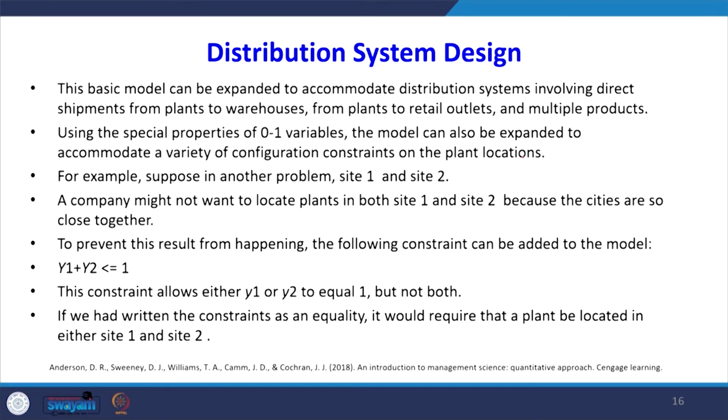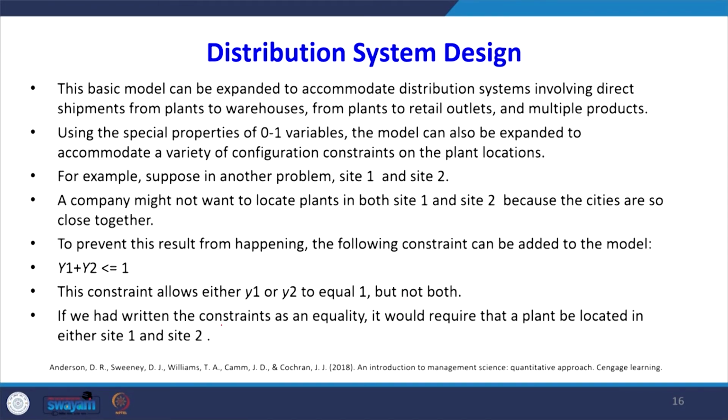For example, suppose in another problem, site 1 and site 2, a company might not want to locate plants in both site 1 and site 2 because the cities are so close together. To prevent this result from happening, the following constraint can be added. If you write y1 plus y2 less than or equal to 1, what will happen? This constraint allows either y1 or y2 to equal 1, but not both. So that is the benefit of the 0-1 binary constraint.